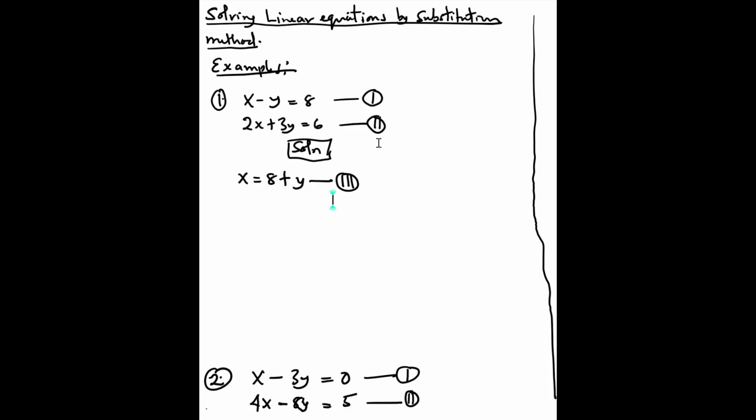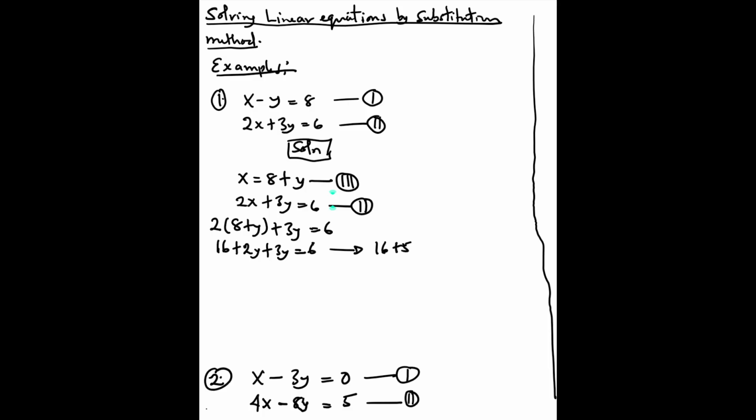So now equation 2: 2x plus 3y equals 6, right? That's equation 2. So we are going to be putting equation 3 into equation 2. So that will be 2 into 8 plus y, plus 3y equals 6. When you expand, you should get 16 plus 2y plus 3y equals 6, right? So that will be 16 plus 5y equals 6.